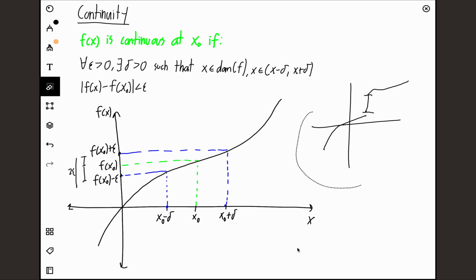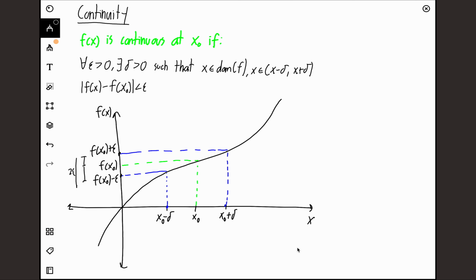But there's also the analysis definition, which is a bit more professional. It basically says that f of x is continuous at a point x0 if for every, first I'm just going to read the definition and then I can actually explain it a bit more. But basically for every epsilon greater than 0, there exists a delta greater than 0, such that for every x in the domain of f, and also the x has to be in the range x minus delta, x plus delta, so for every x in this range, the difference f of x minus f of x0, where f of x0 is the point we're looking at, has to be less than epsilon.